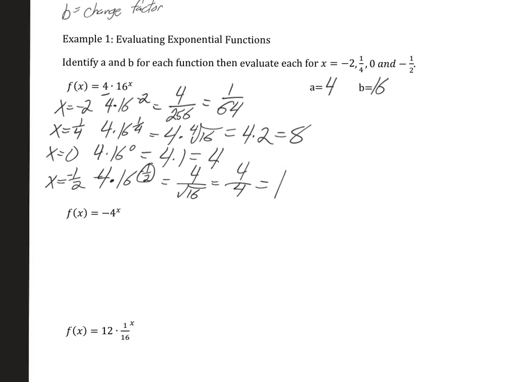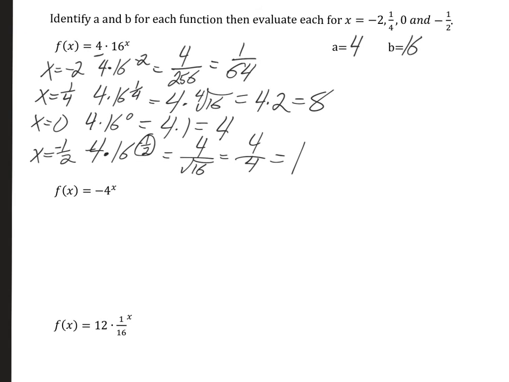Okay, so looking at this next one, what's going to be a here? We could call a just -1. That's what number's out in front. I don't see anything that's multiplied to that 4 to the x. B can just be 4.